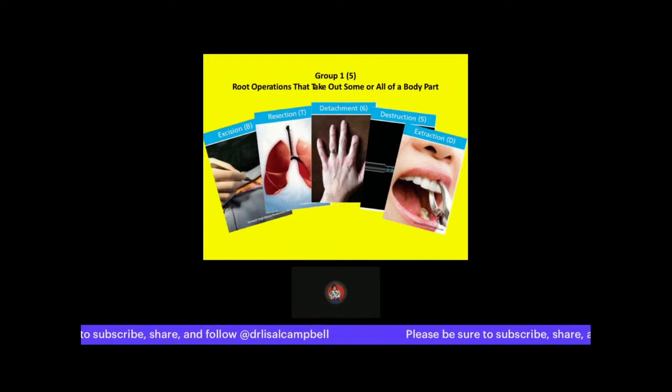So let's get started with group number 1, where there are 5 root operations that are grouped based on the fact that they take out some or all of a body part. As illustrated on the screen, each of the root operations have a name, and directly behind the name, there is a character value for that root operation. This is helpful for me because it gives me a way to remember the differences among them in addition to the definitions. Speaking of the definitions, let's review those now.